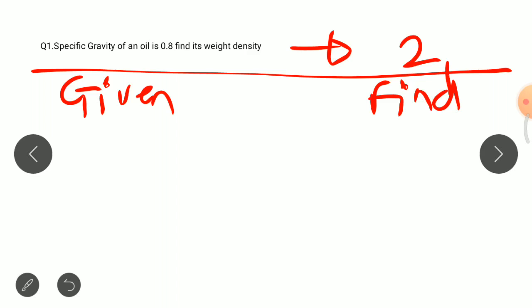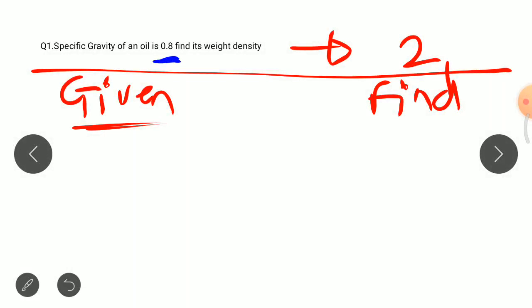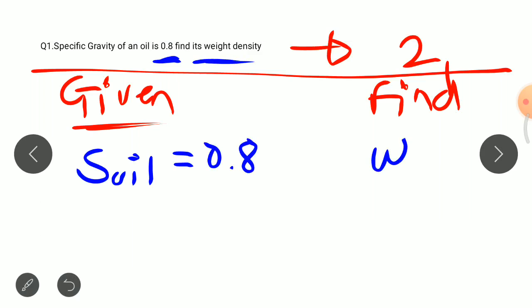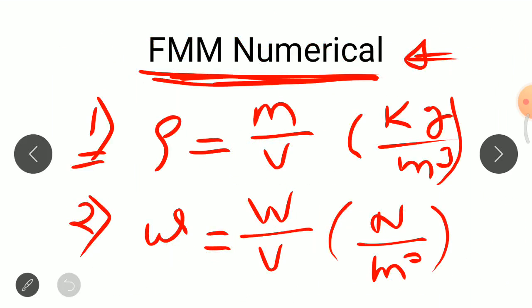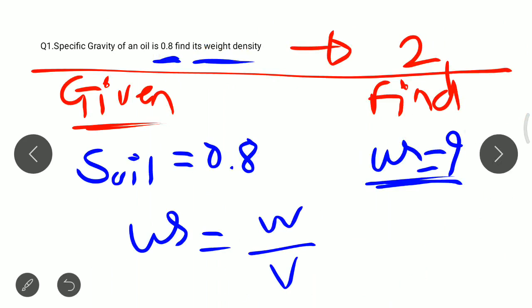Okay, the first quantity in given is, we have specific gravity of oil. So S of oil is equal to 0.8, and we need to find the weight density. So here small w, that is weight density, question mark. Alright, the formula for weight density is equal to weight upon volume. Okay, so weight density w is equal to weight upon volume.